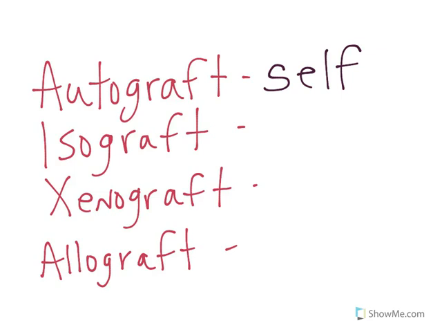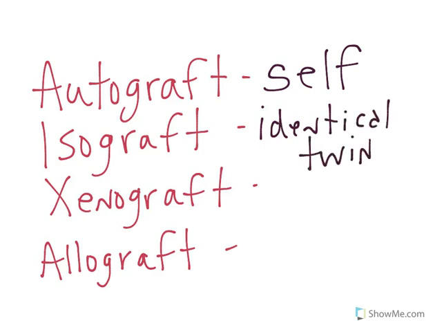Now, isograft, only a very small percentage of the world's population will be eligible for an isograft, and that's because you have to have an identical twin. So the success rate in isografts is pretty high because you share over 99% DNA, so identical twins. But me, for instance, I don't have an identical twin, so I'm not even eligible for this one, so I can cross that one off my list.